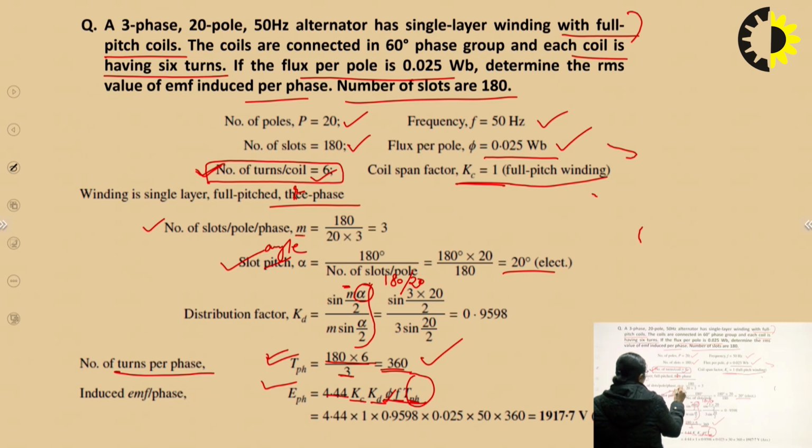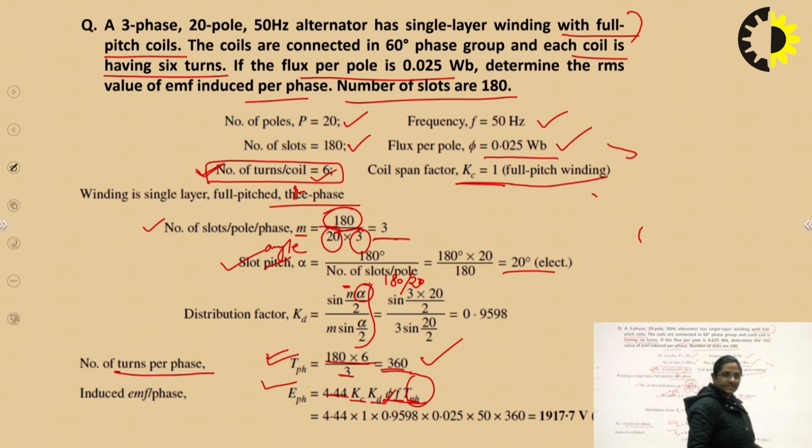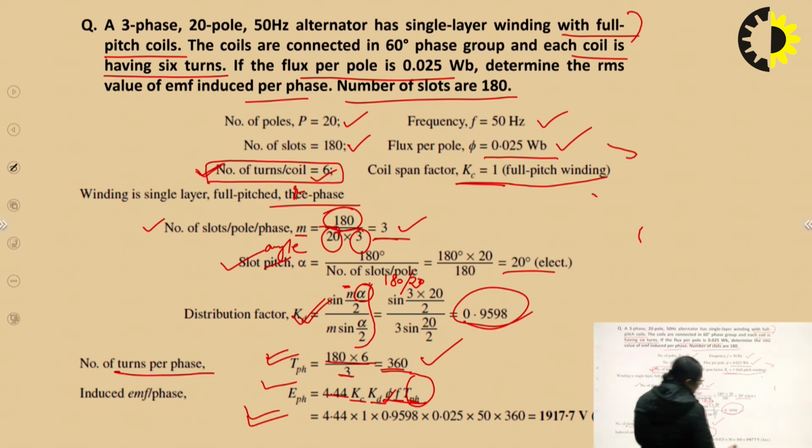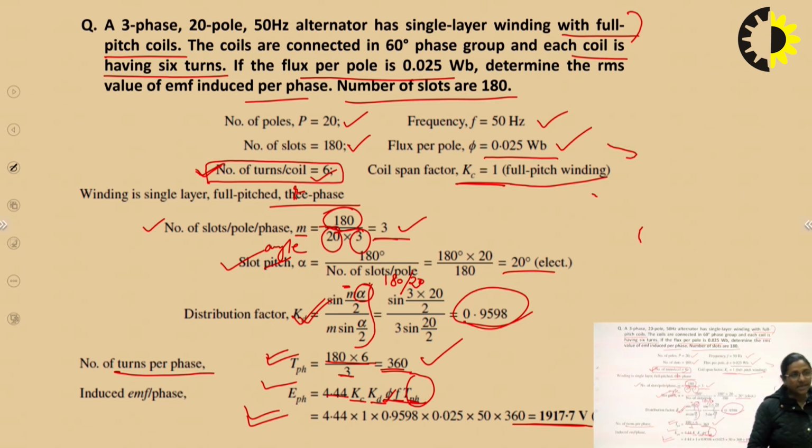After that, what is left is number of slots per pole per phase. So number of slots, this is number of poles, this is number of phases. So number of slots per pole per phase, that is m, comes out to be equal to 3. Substituting these values in the equation of distribution factor, you will get the distribution factor as 0.9598, right? Now substituting all these values in the EMF equation of the alternator, we will receive the answer as 1917.7 volt. And remember, this is the per phase value of the induced EMF.